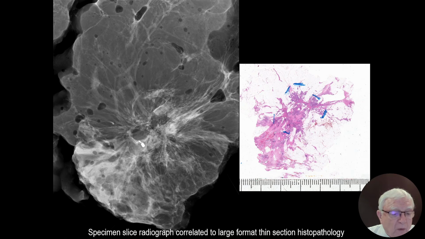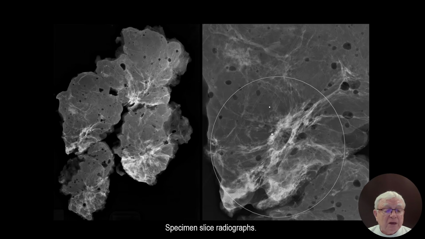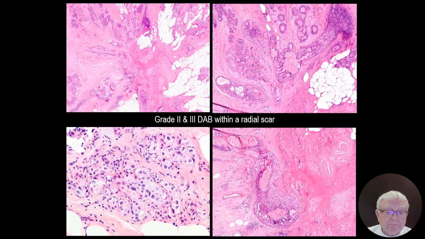Now you see how important it is to do something I think none of you do. Namely, the fresh specimen slices come back to you and you take a picture. Look at that. Now it's very close to the picture of a large section histology, and it's quite extensive, and of course they cut through it.